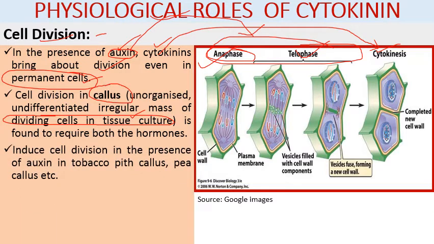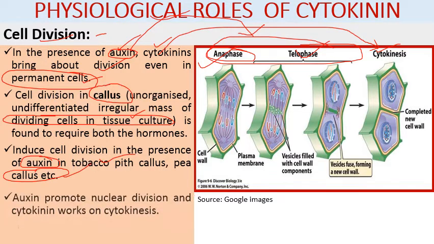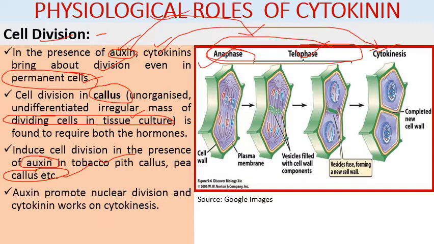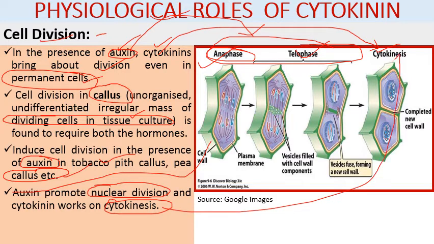So basically it induces cell division in the presence of auxin in tobacco pith callus and in pea callus. Callus is an unorganized mass of cells that we use in case of tissue culture. And auxin, as I have already told you, promotes nuclear division. Auxin helps in nuclear division, while cytokinin helps in cytokinesis, that is division of cytoplasm.